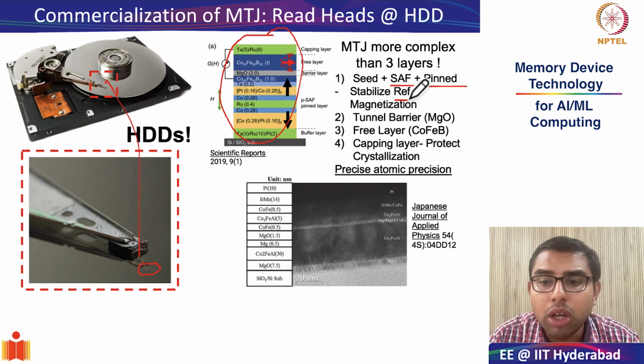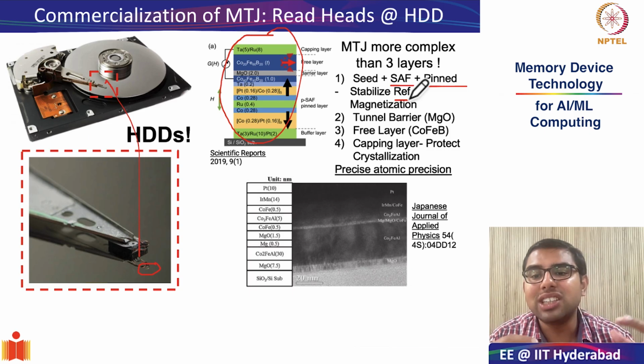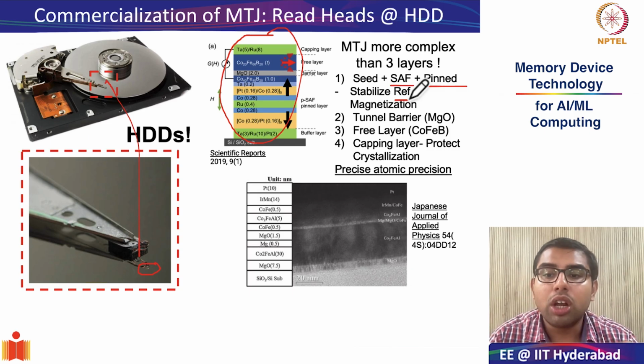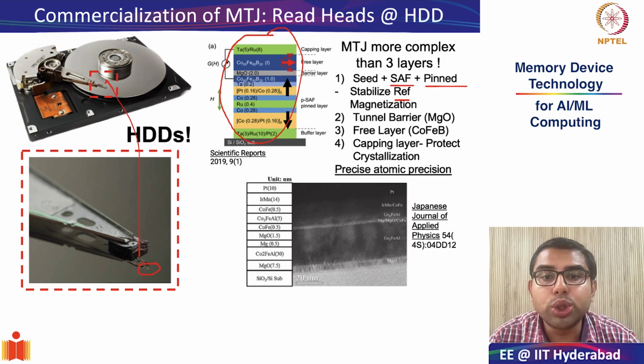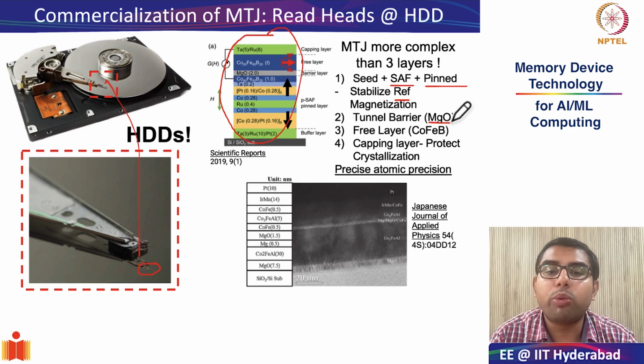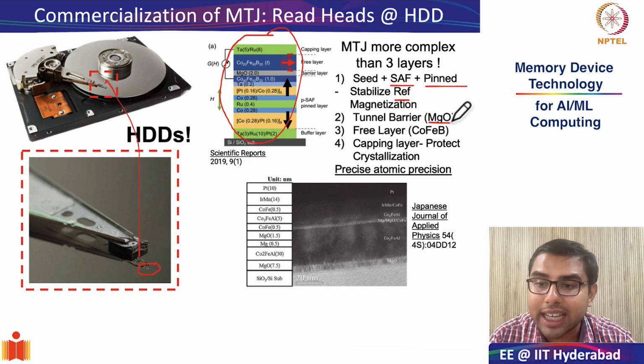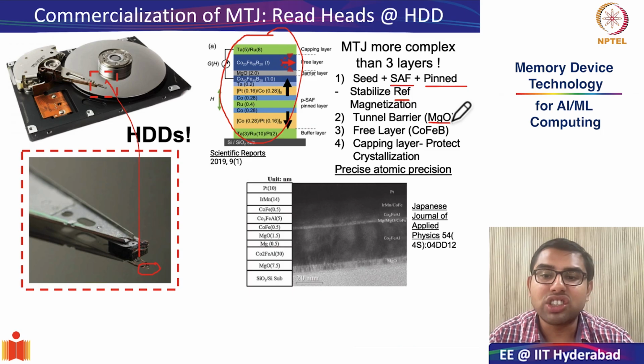The second thing we are very familiar with is your tunnel barrier, which enables your spin dependent tunneling. As we had seen last time also, the optimized material nowadays used is magnesium oxide, and that has a particularly favorable crystalline structure or rock salt structure which promotes spin polarized tunneling.